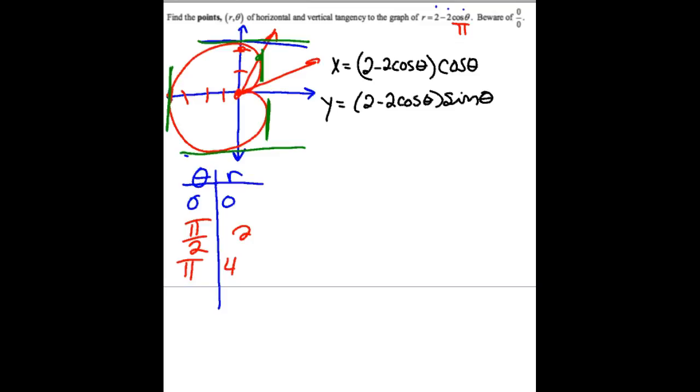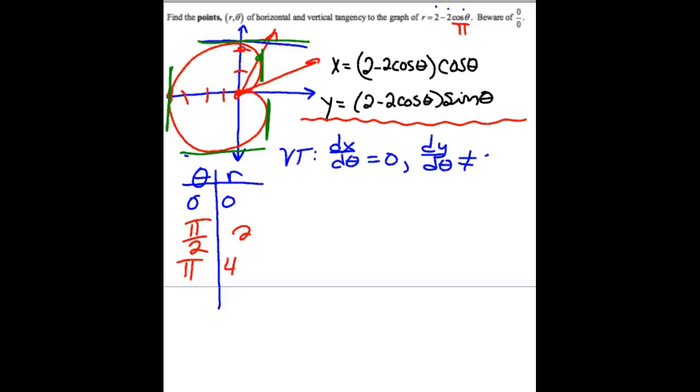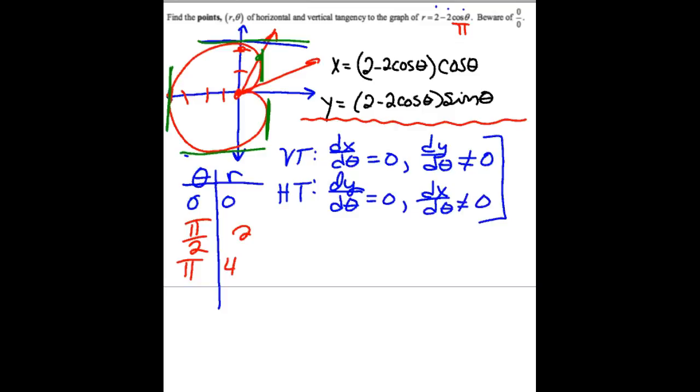Next up, I am going to go find my derivatives. I can do dy d theta or dx d theta. It doesn't matter. I'm looking for vertical and horizontal tangent lines. So really remember, let's go write this down. For my vertical tangent line, dx d theta would have to equal 0. Well, dy d theta does not. For my horizontal tangent line, the top would have to be 0, but the bottom can't.